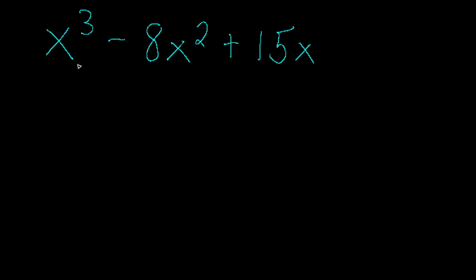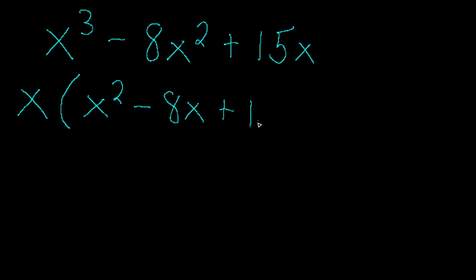All right, so what I want to do here is look for a common factor. And the most common factor is all of these numbers have an x. So I'm going to pull out an x. And we're going to have x times x squared minus 8x plus 15. Now I'm going to drop down my x like I did in those previous problems. This time it just happens to be a variable. And I'm going to set up my brackets.